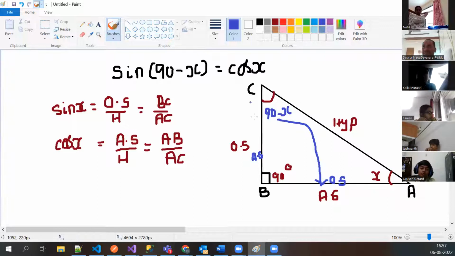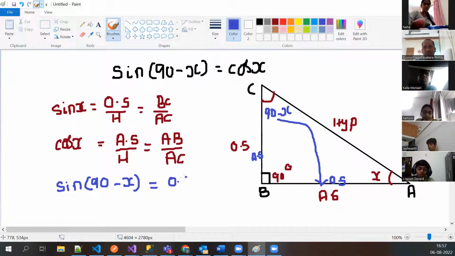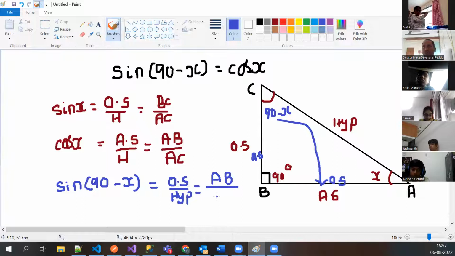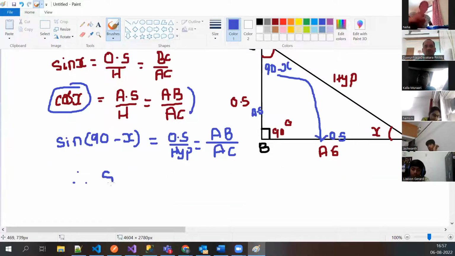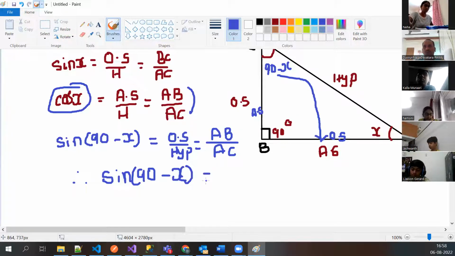Now let us consider this angle, sine of 90 minus X. Tell me the definition of sine theta: opposite side by hypotenuse, right? What is the opposite side? Opposite side is AB. What is the hypotenuse? AC. But AB by AC can also be written as what? Cos X. Therefore, sine of 90 minus X is equal to cos X. Hence, it is proved. Please copy, children.